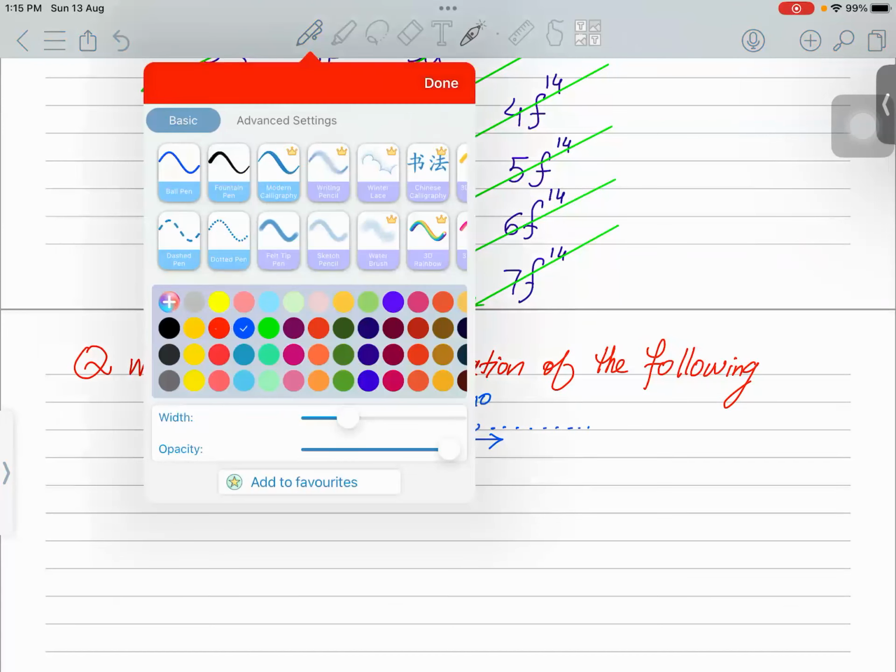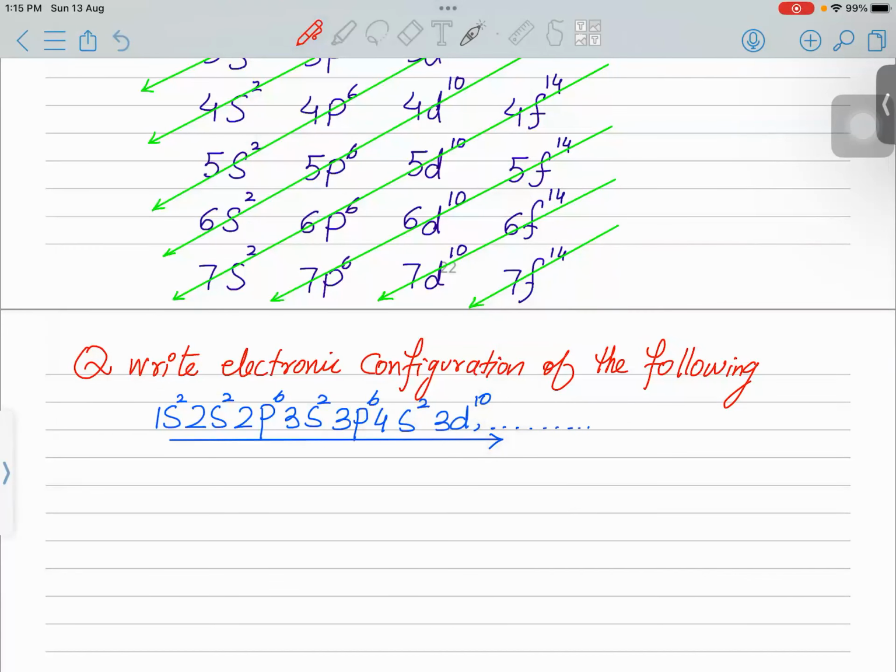Now, our first element is hydrogen. Hydrogen has one electron. Can you tell me the configuration of hydrogen? Sir, will it be 1s2? So 1s1, because it has only one electron.